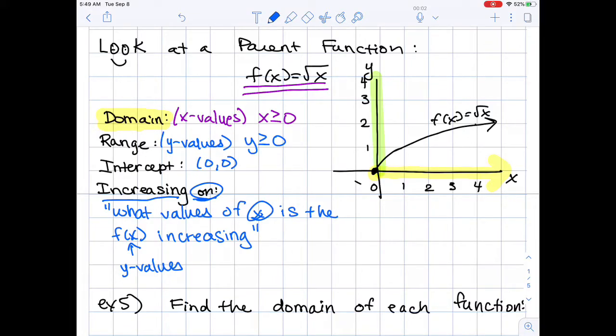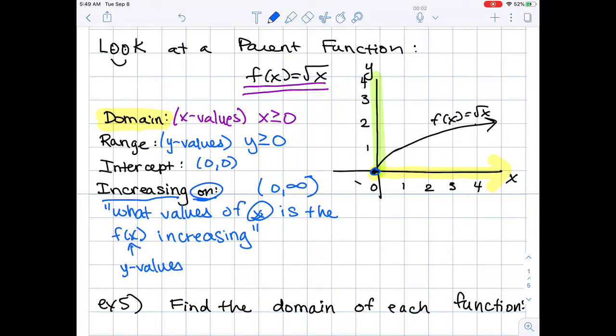So we say it's increasing on parentheses 0, comma, infinity. And we use a parentheses when it's kind of like a starting value. Something isn't ever increasing on 0 because we know the value at 0 is 0. So we're not going to say it's increasing on 0. We're going to say that it's increasing starting at 0, going to infinity.